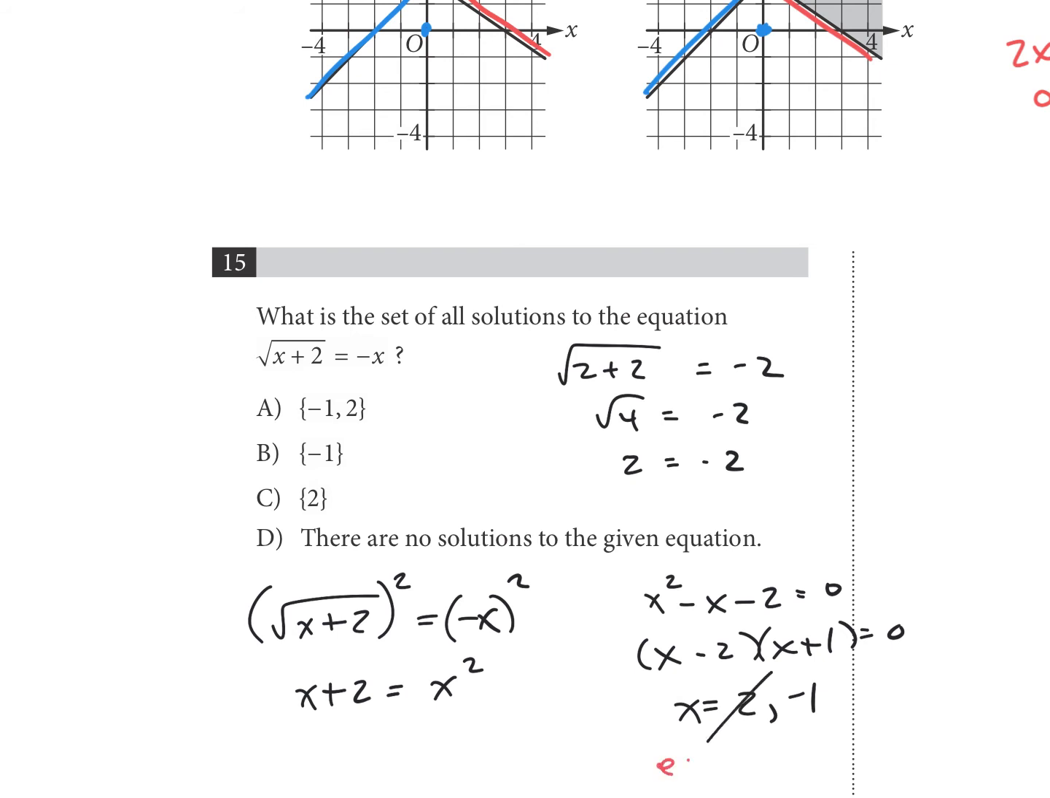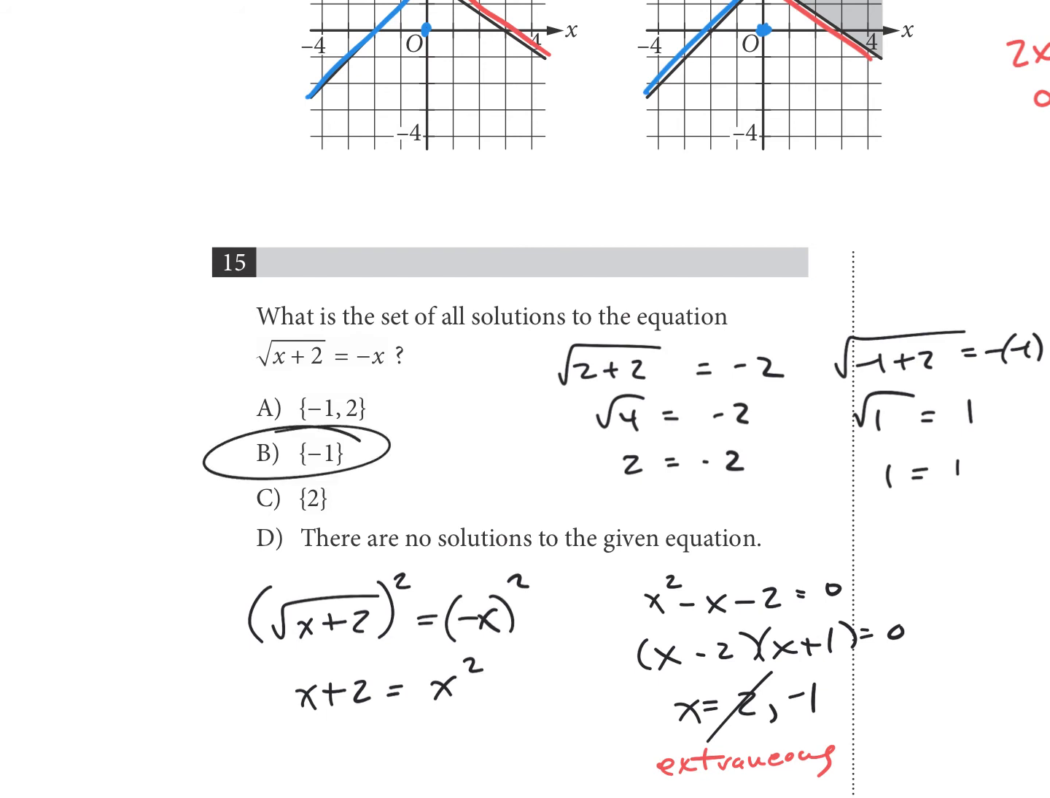When it doesn't work out, where you get a negative, we call that extraneous. You probably remember that from Algebra 1 or Algebra 2. Let's check negative 1, though. On the other hand, does negative 1 plus 2 equal negative 1? And yeah, I think this one is actually going to work. The square root of 1 is 1. Is 1 equal 1? Yes. So the solution set is just negative 1. This is the only non-extraneous solution, so that was 15.